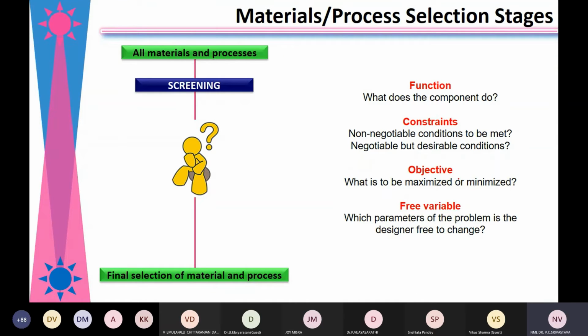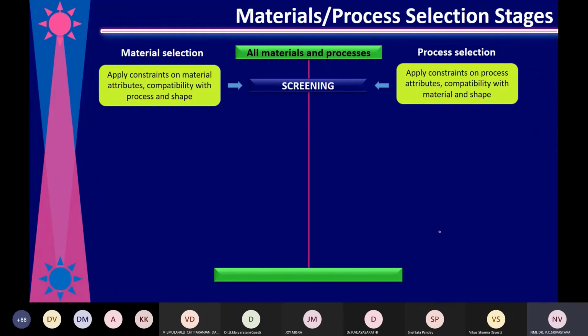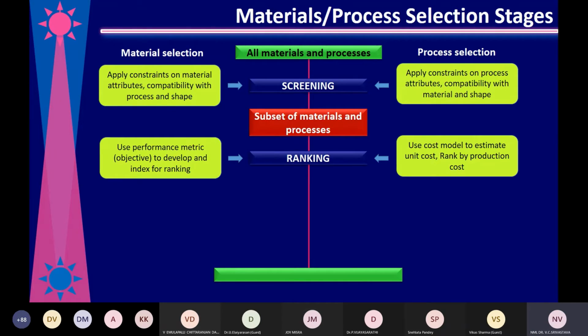And then objective. I told you about the objective function. So, that function should be maximized or minimized. So what objective function has to be there, and what are the free variables? Free variables means you don't care for those parameters. Okay. So once you screen the materials or processes, you apply all the constraints on material attributes, compatibility of the material with the process and shape, and similarly process selection also you can do. Then once you do that, you get a subset of materials and processes, and further you go to performance metrics and develop an index for making a ranking.